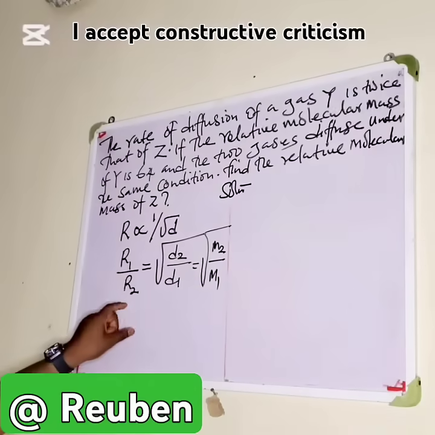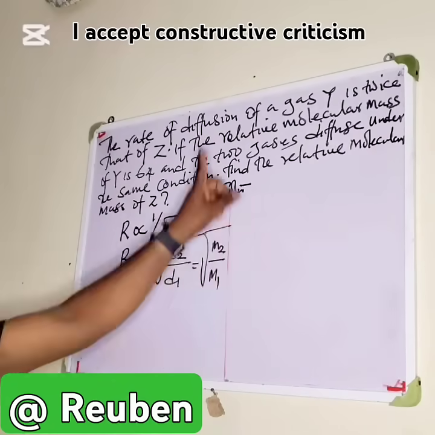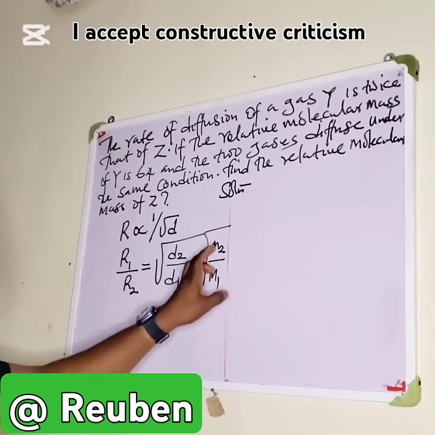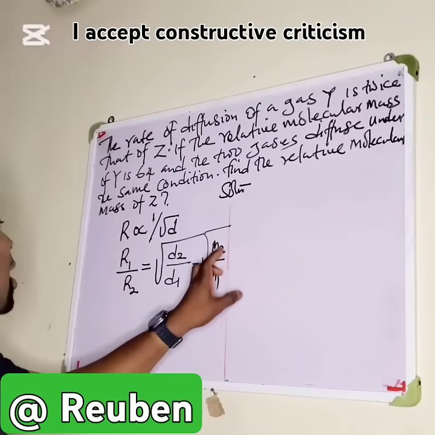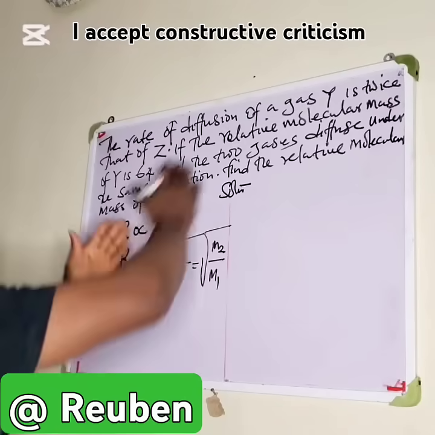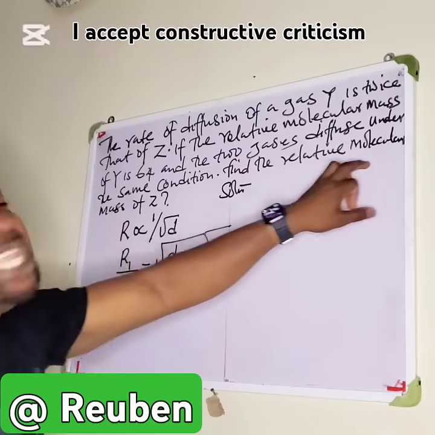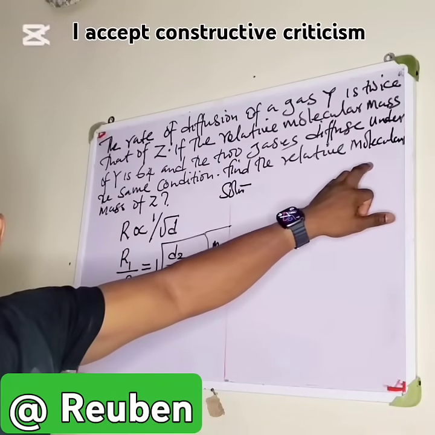So R1 over R2 is equal to square root of D2 over D1, which is also equal to square root of the relative molecular mass M2 over M1. Have this at the back of your mind. So in this case, we are considering the rate of diffusion and the relative molecular mass, right?